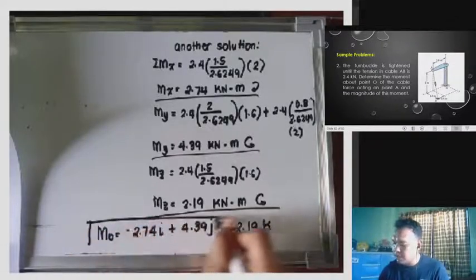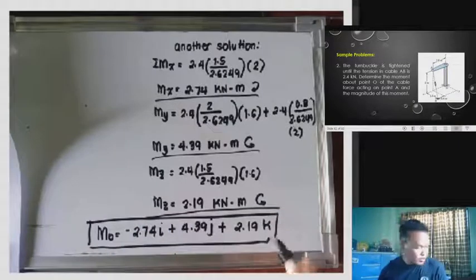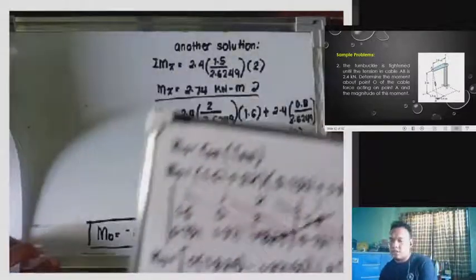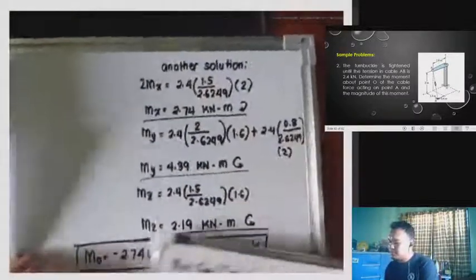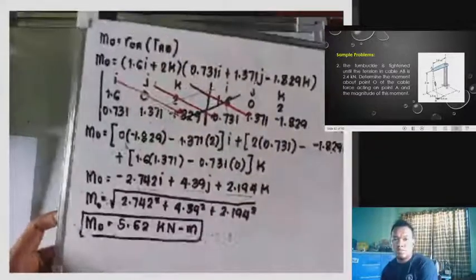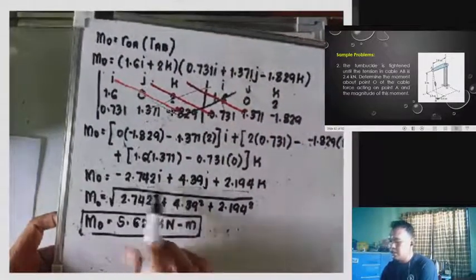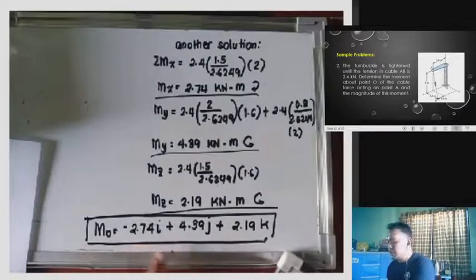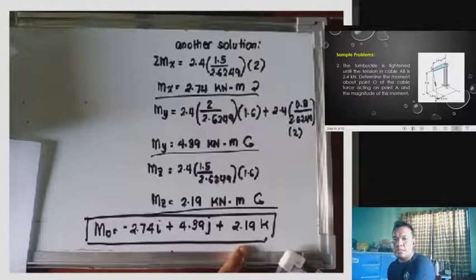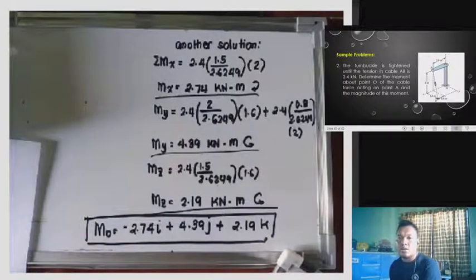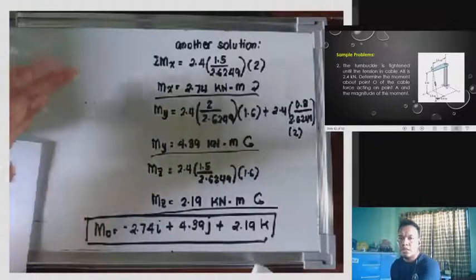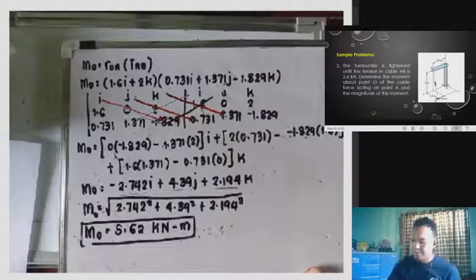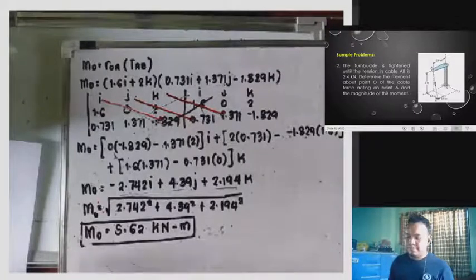Okay. Double check po natin kung pareho po yan dun sa sagot natin kanina. So, we have here 2.74, 4.39J and 2.19K. So, pareho lang po siya ng sagot, no? So, kung ganitong process lang sa iyo, isa-isahin mo i-moment yung component or either ganito yung process na gawin mo, no? Yun. Okay.